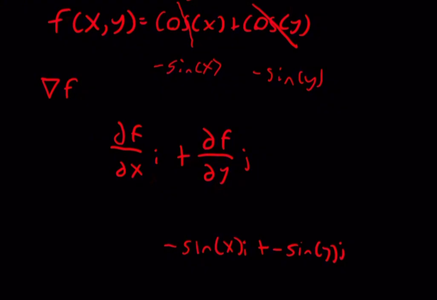So we get this. Now, let's find the rate of change at 2 pi, 2 pi. In this case, we're going to have minus sine 2 pi, which is 0, plus minus sine 2 pi j, which is 0. So 0i plus 0j gives no rate of change in either direction, and it ends up being 0. So we have no rate of change in any direction.